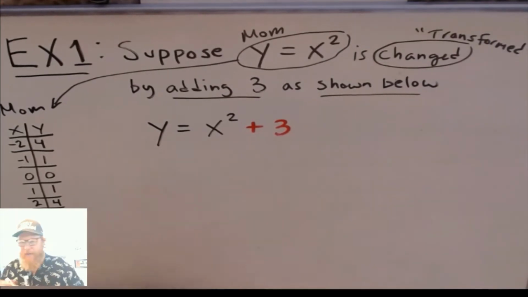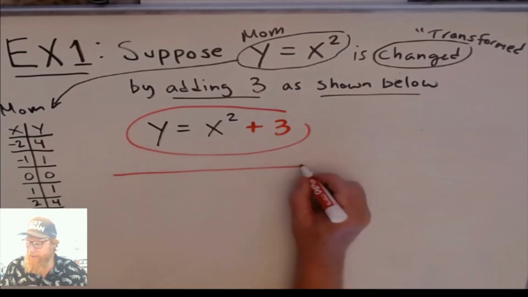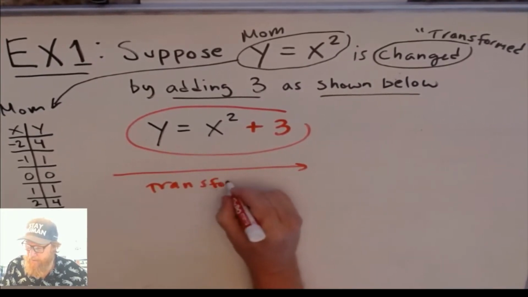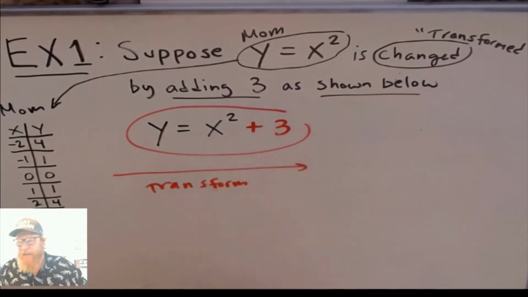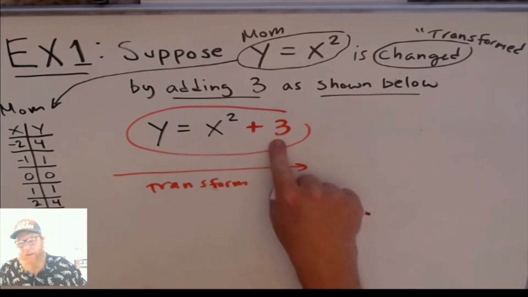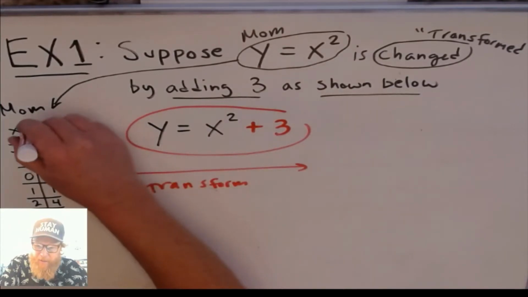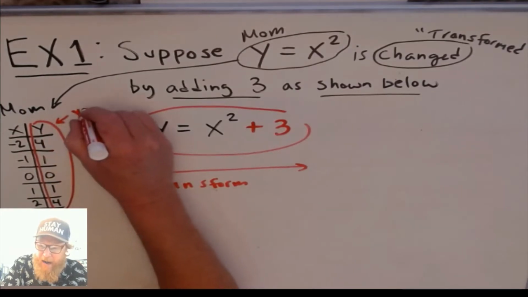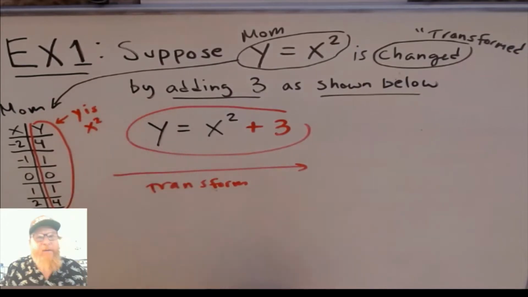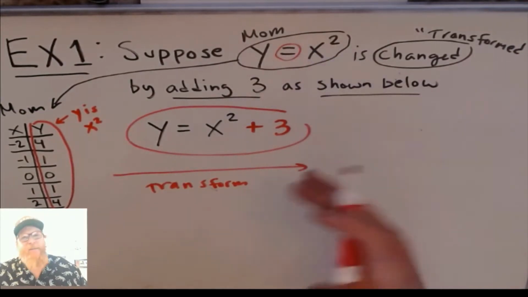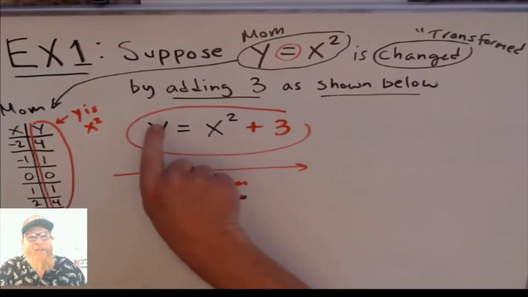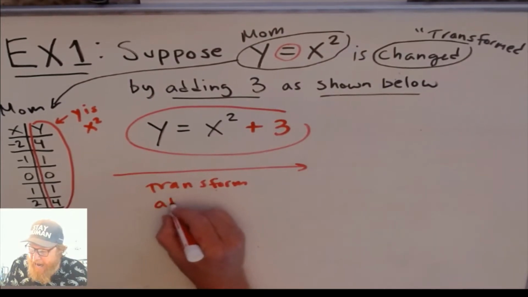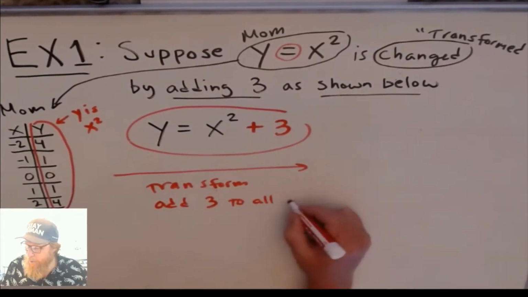Now we're going to do the transformation. All right, so this is the transformation. Transform or change. Now, you got to be careful here. It says x squared plus 3, right? Remember, this column here is already x squared. Y is x squared. The equal sign can also be read as "is." So y literally is x squared. So you are going to add 3 to all the y values.